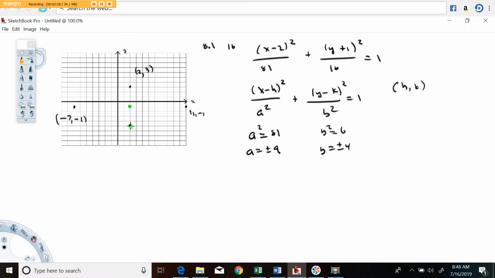This would be the point, let's see, (2, -4), I believe. I'm going to double check that here. This was the point (2, -1). Going down 4 units. I'm sorry, negative 5. Let's see. There we go.